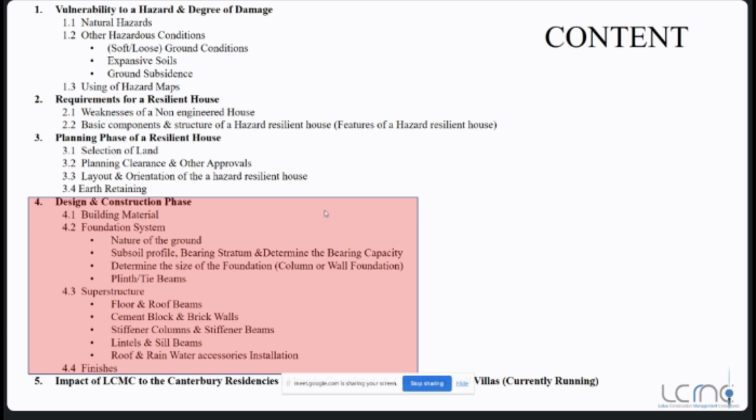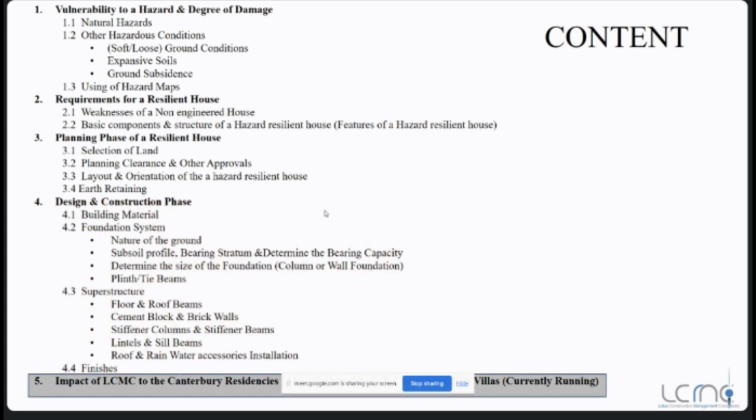I will also go through the experience I gained throughout the construction period of the Canterbury Residencies project, and the challenges I faced from the start up to the successful completion of the project, 254 houses within under 2 years.